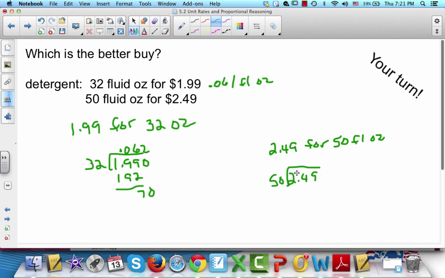Okay, so we go $2.49 divided by 50. Okay, and then 50 does not go into 24. Then 50 goes into 249 9 times. No. 4 times. 4 times 50 is 200 with 49 left over. Bring down a 0. That's 50 goes into 490 9 times. 9 times 50 is 450. And we look at this and it tells us to round it up to 5. So that's 0.05. So this one is 0.05 per fluid ounce. And the better buy is the bigger one this time.